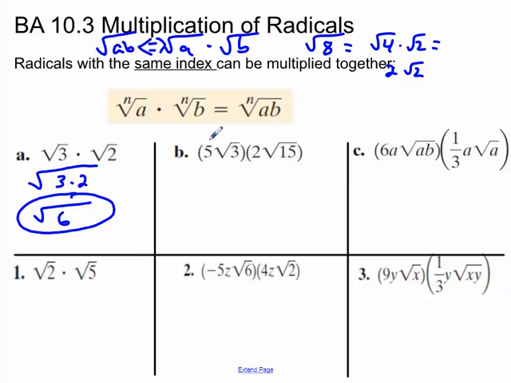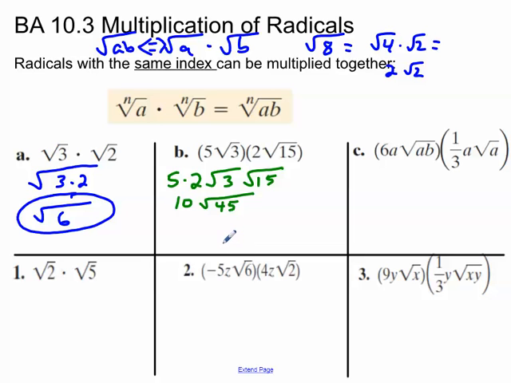And now we can make things a little bit more complicated. Instead of just having the square root of 3 times the square root of 15, we can have a number outside. But now we just pay attention to what's outside and what's inside. We could rewrite this as 5 times 2 times the square root of 3 times the square root of 15, because all this stuff is multiplied together. These are all individual factors. So what's outside the house? 5 times 2, 10. What's inside the house? Square root of 3 times 15, 45.